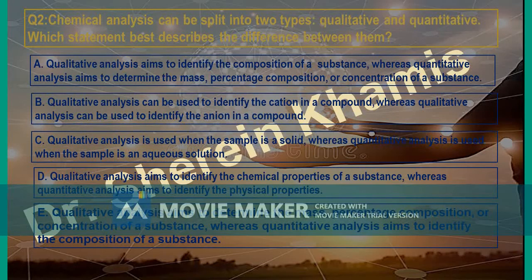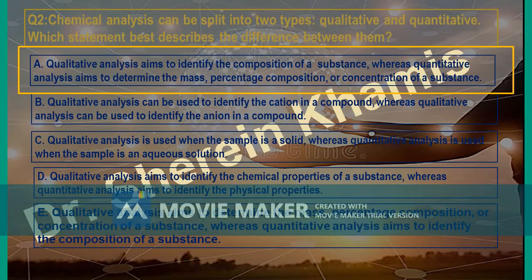Okay, what do you think is right here? We want to know quantitative and qualitative. Quantitative means the amount or the mass or mass percentage. Here the first one will be the right answer. Qualitative analysis aims to identify the composition of a substance. This is the first one, qualitative. And the quantitative analysis aims to determine the mass, percentage composition, or concentration of a substance. Okay, I think it's an easy question. Let's continue and go to question 3.